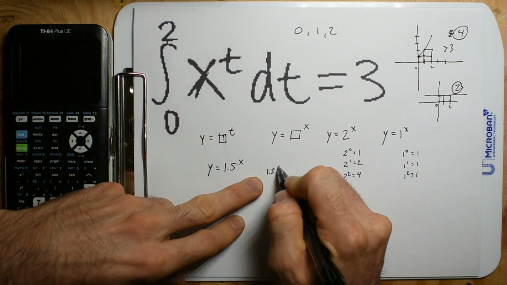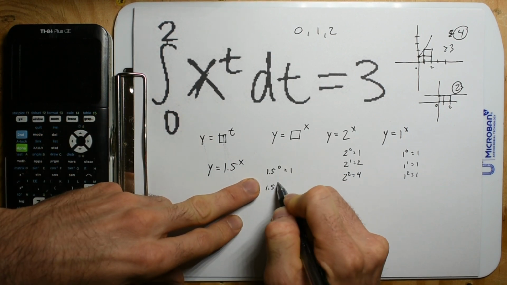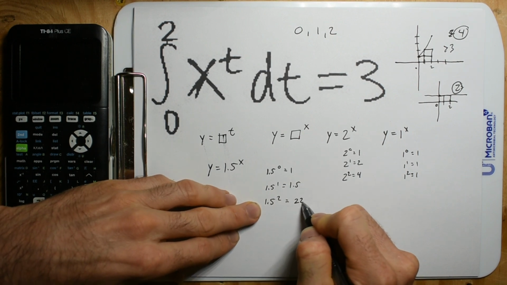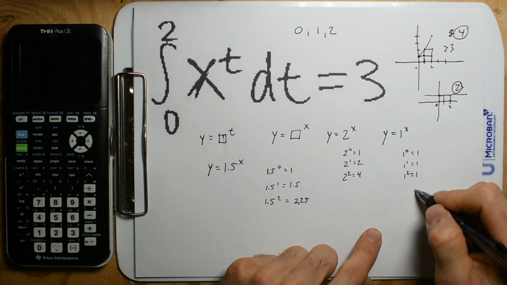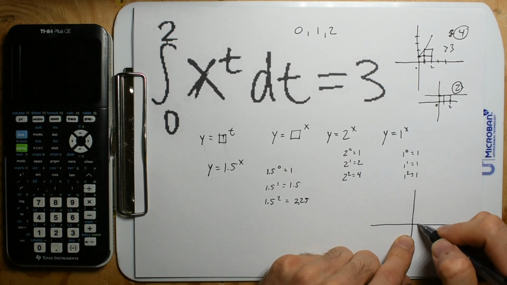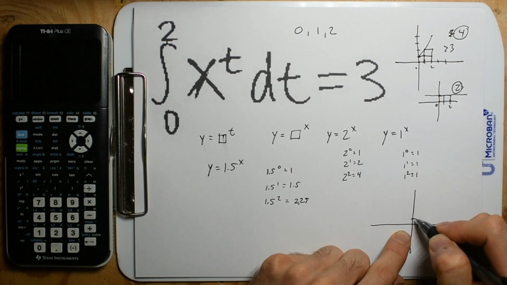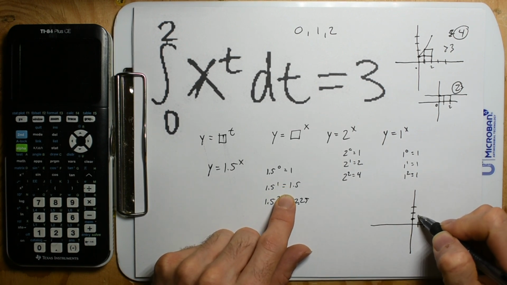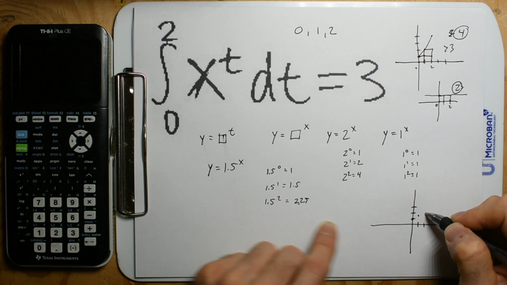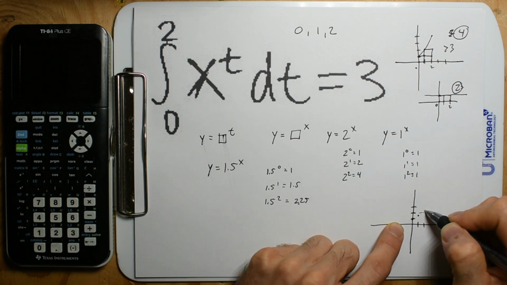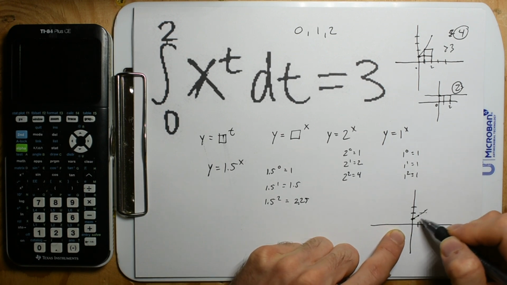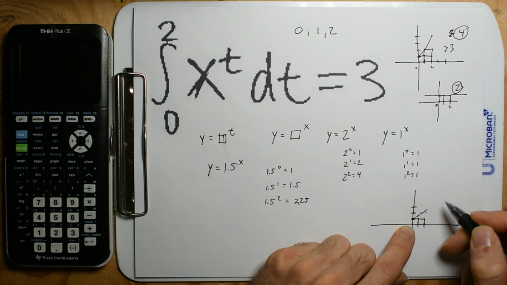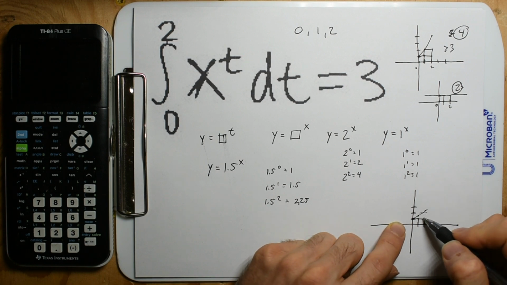So we have 1.5 to the 0, that's 1. 1.5 to the 1, that's 1.5. And then 1.5 squared, that's 2.25. So let's graph that, and we get 0, 1, 2. And we'll go 1, 2, 3. Because we start at 1, and then we go up to 1.5, and then we go up to 2.25. Okay, so here's our graph. We have a full box there, a full box there, and let's see, what else do we have?